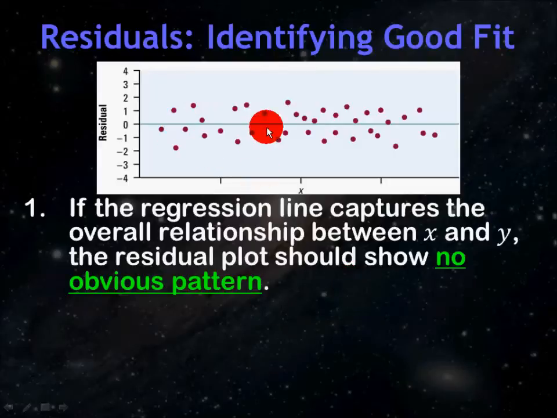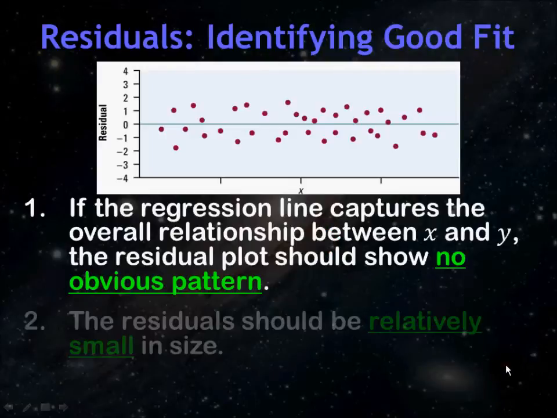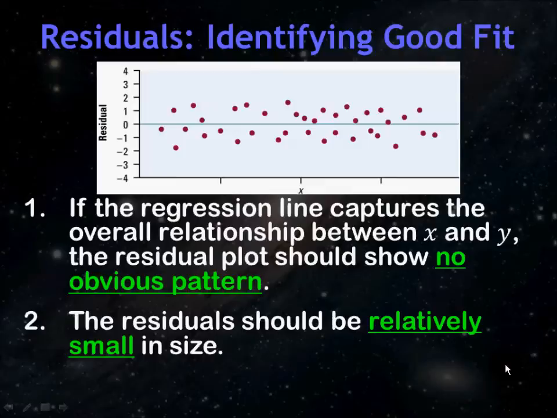Again, you have a random scatter of dots on the residual plot. If you have a random scatter, that's good. And that means the regression line actually captures the overall relationship between x and y. We'll get to that more in a second. Number 2, the residuals should be relatively small in size. So, they should kind of form a narrow band as x goes from the small values to the big value. If they start to get really big, that's a problem. So what you want to see is a narrow band of random dots appearing around the 0 residual level as x goes from whatever the small value is to the large value.